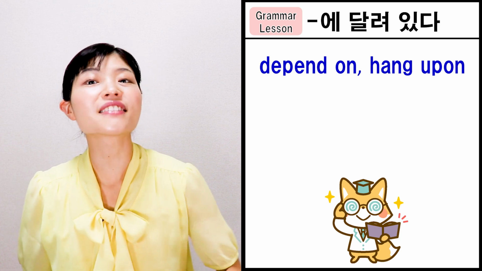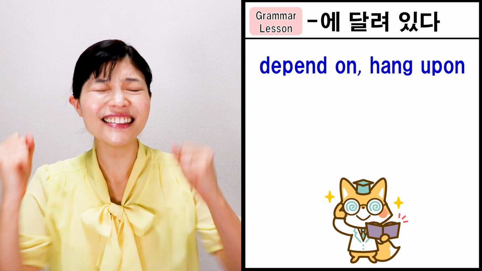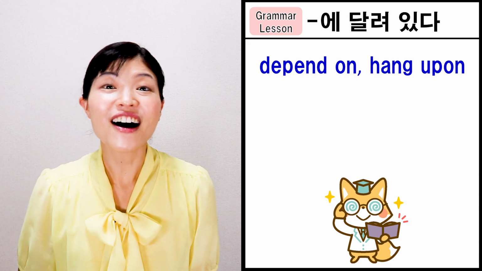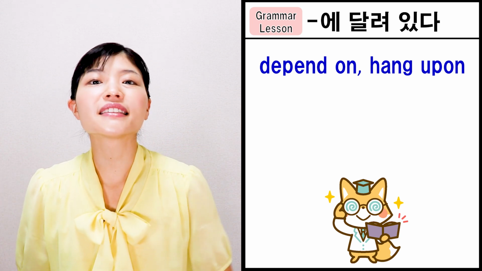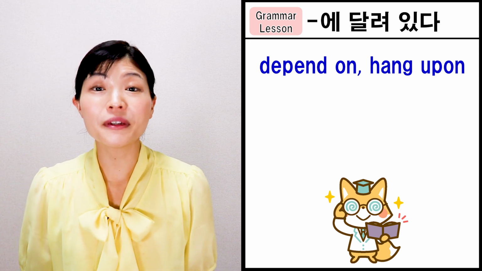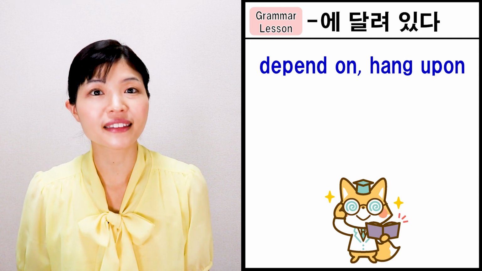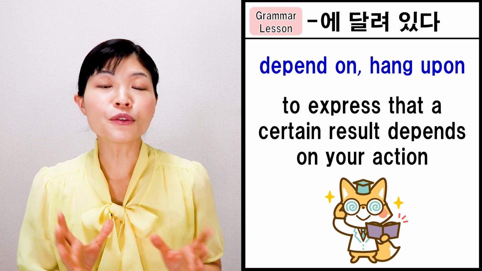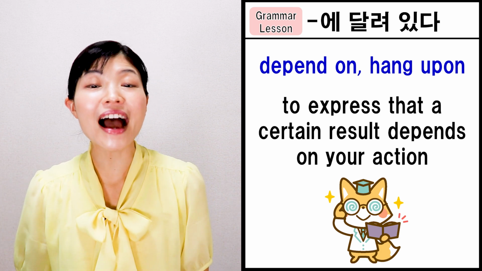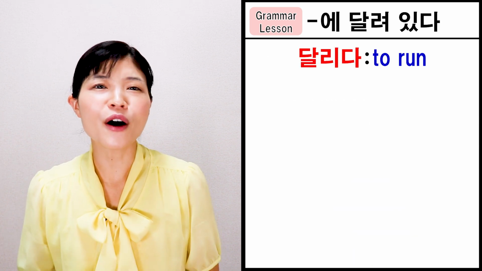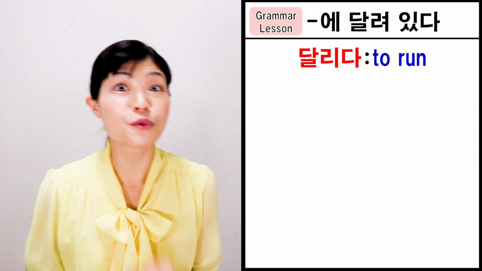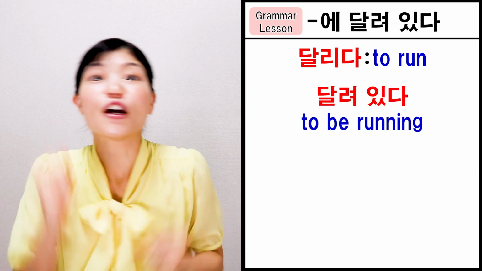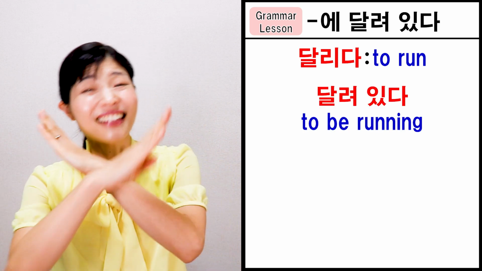Alright, finally, it's the last grammar for today. Yay! Hallelujah! Let's do our best till the end. Okay? The last grammar is 에 달려있다, and it means depend on, hang upon. By using this grammar, you can express that a certain result depends on your action. The verb 달리다 also has the meaning of to run, right? So you might think 달려있다 means to be running, but it's not.